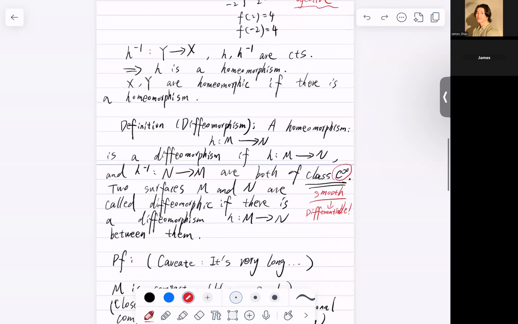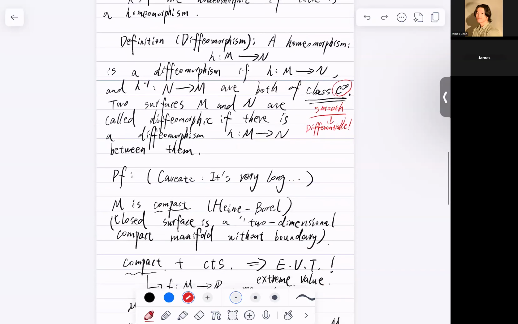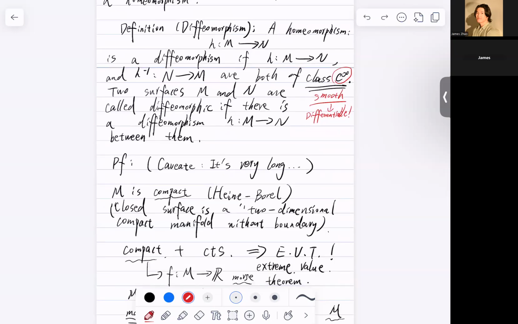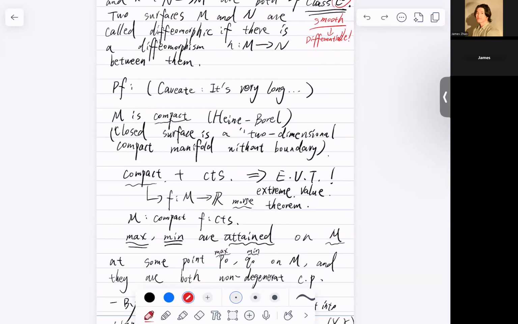Okay, great. And then a diffeomorphism is basically on top of this homeomorphism map H. We also need to make sure that those two maps are both of class C infinity, which is the smoothness that we've been talking about. So two surfaces are called diffeomorphic if there is a diffeomorphism that maps from M to N between them. The same thing: if there exists a diffeomorphic map, then those two surfaces, M and N, are diffeomorphic to each other. Make sense?